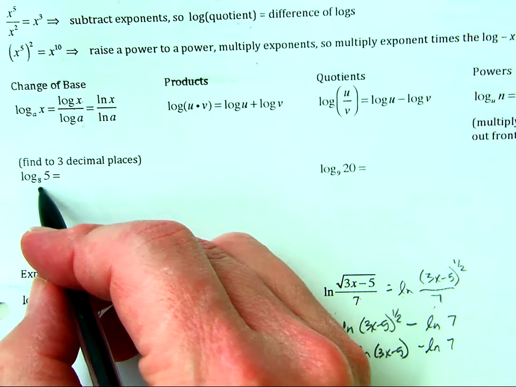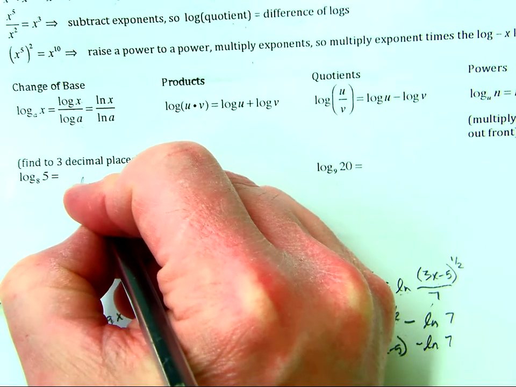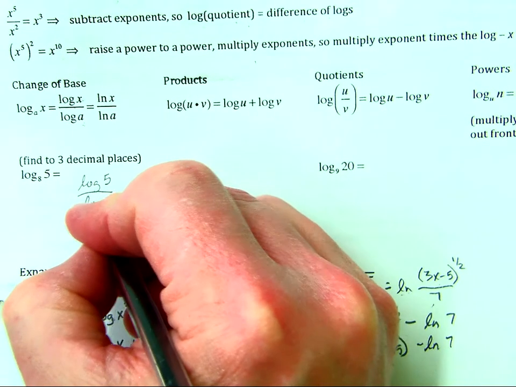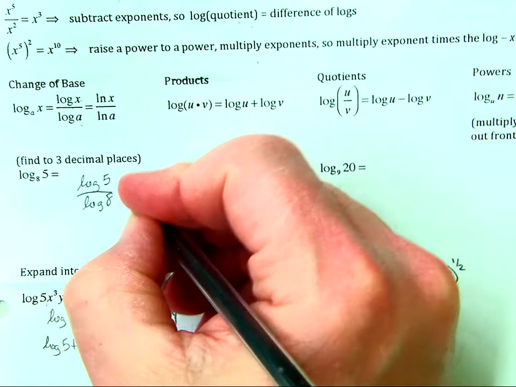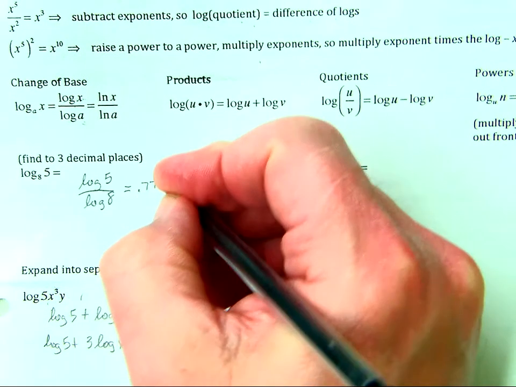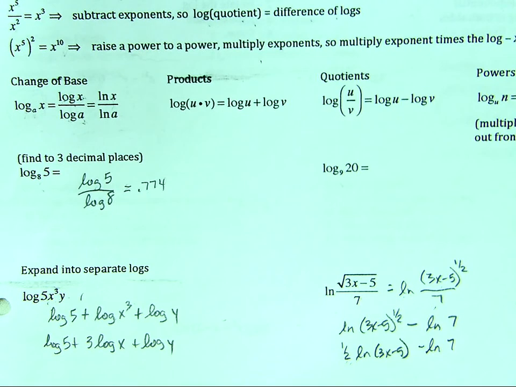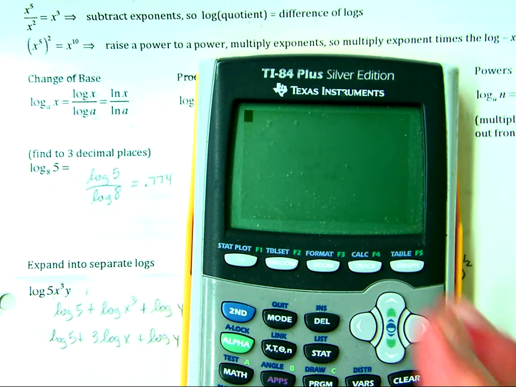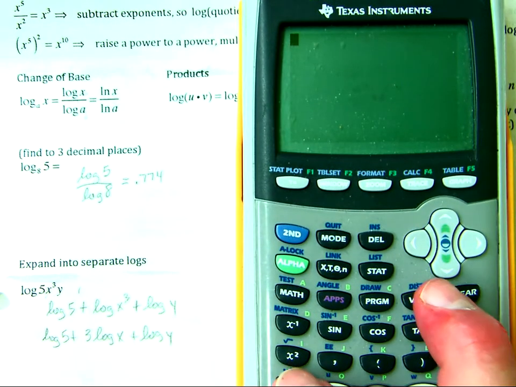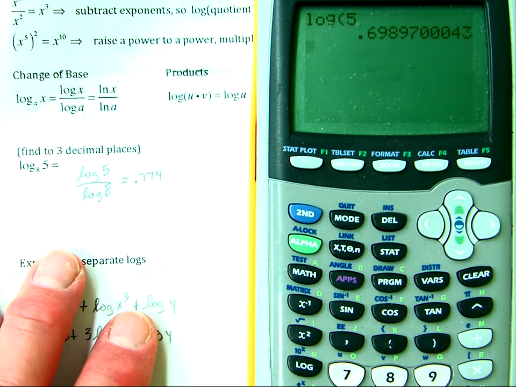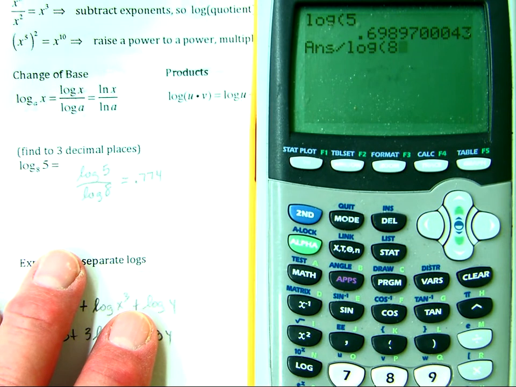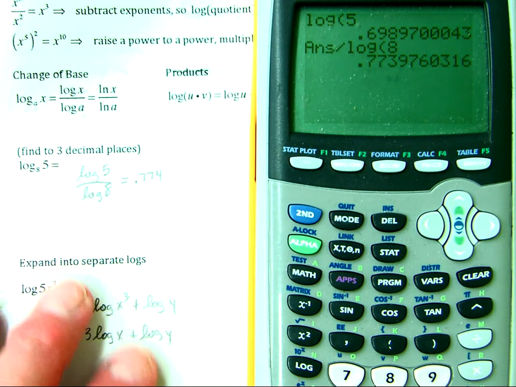So if we were doing this one, log base 8 of 5. We take the log of the value, which is the log of 5, divided by the log of the base, which is the log of 8. You do that on your calculator, you get 0.774. Again, on your calculator, you just hit the log of 5. So again, you could use either log button. Let's say I use the log, the log of 5, divided by the log of 8. We get 0.7739, so 0.774.